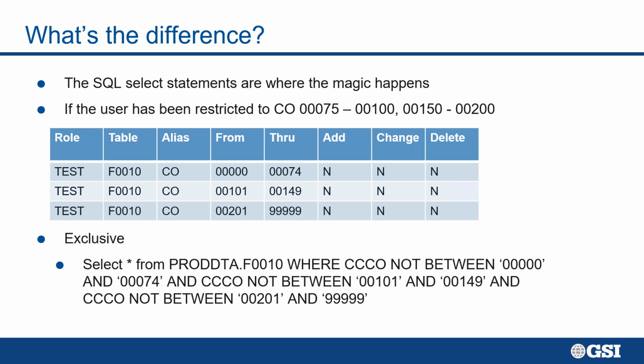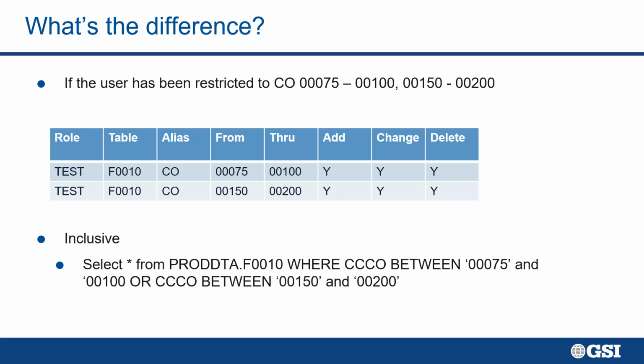And then we're going to look at the adverse here right now, in inclusive mode. So same scenario, user needs access to 75 to 100, 150 to 200. You can tell we've already knocked out a line of security with the inclusive mode, and we're telling it yeses. So we are only telling it the range that it needs to see, and there's two ranges that it needs: 75 to 100 and 150 to 200. And the SQL statement looks like this.